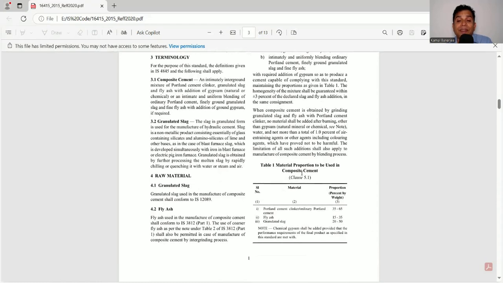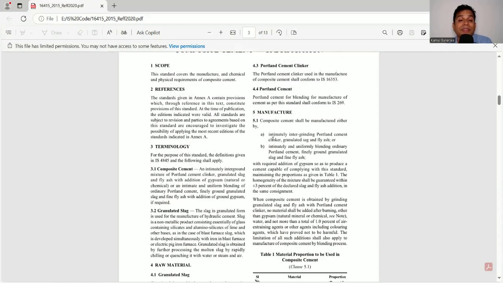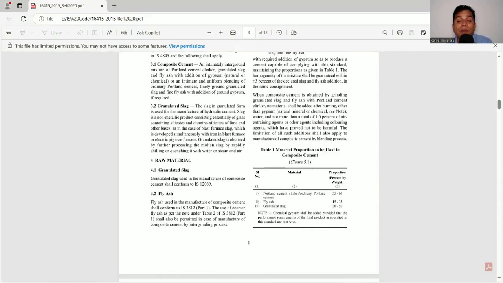Now these are all the materials we are mixing and making the composite cement. So here in Table 1 is the material proportion to be used in composite cement. So what will be the material proportion to make, or for the production of, composite cement? That is also given.